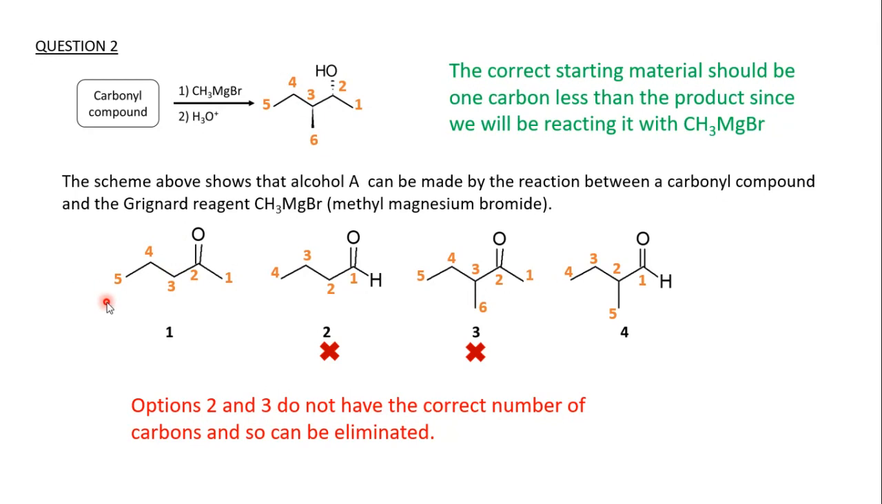So where does the Grignard reagent react in a carbonyl compound? Where is it going to react? How do we know? Anyone? How do you know where the Grignard is going to react? Is it going to react at one of these carbons here? Is it just going to stick on there? How do we know where it's going to go?